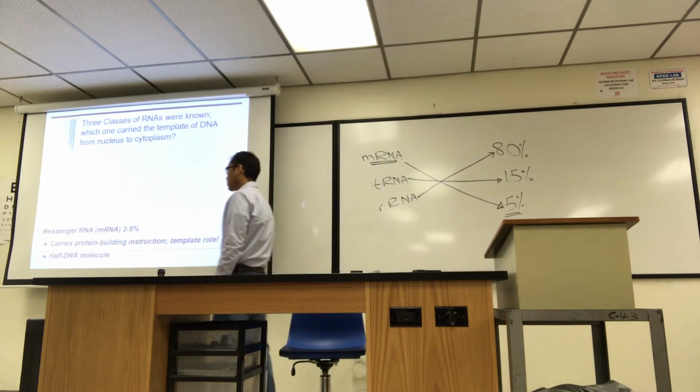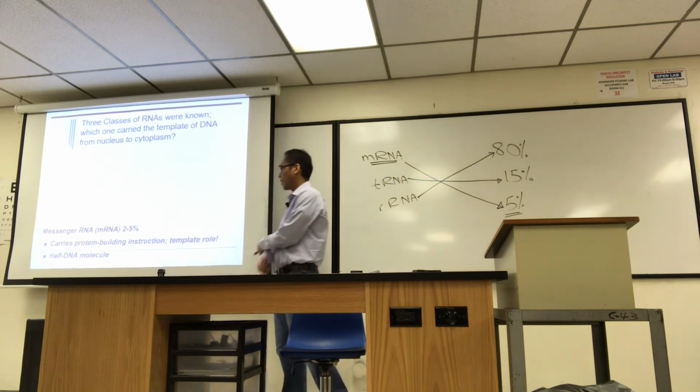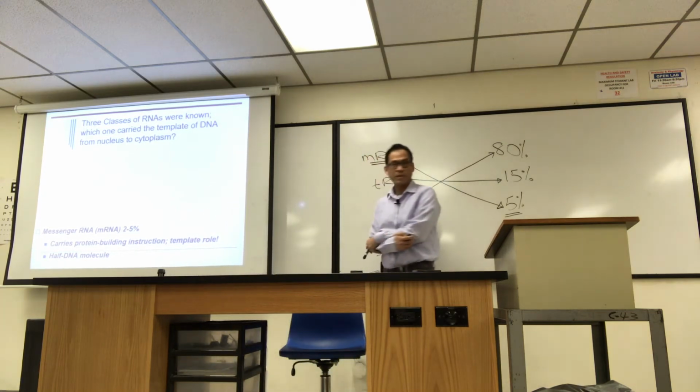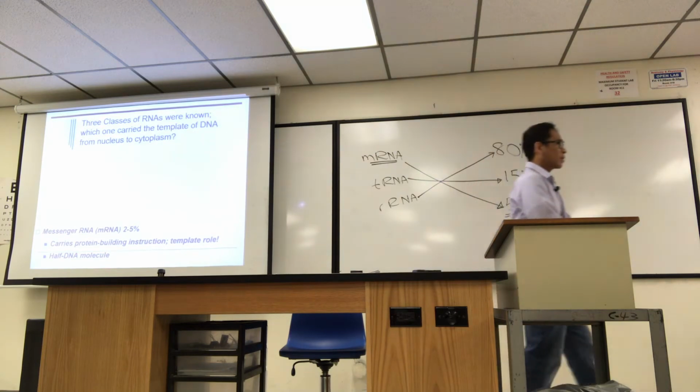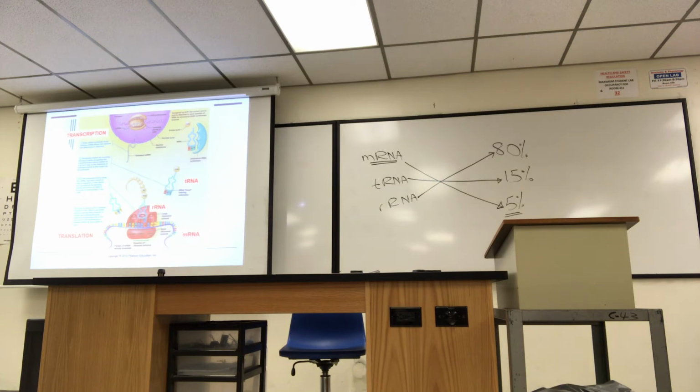And the messenger RNA, even though it's the least, has the most important function. It's carrying the protein building instructions. It has a template role on how to do that. It's basically a half DNA molecule. All right, so the three classes of RNAs were known. Which one carried the template of DNA from nucleus to cytoplasm? It's the mRNA. All right, so now I'm going to get into the pictures in your book.